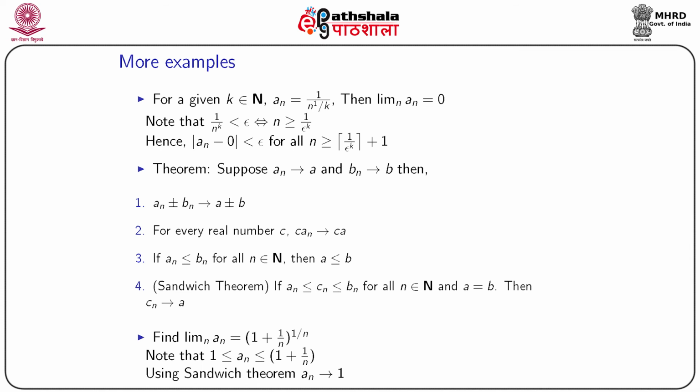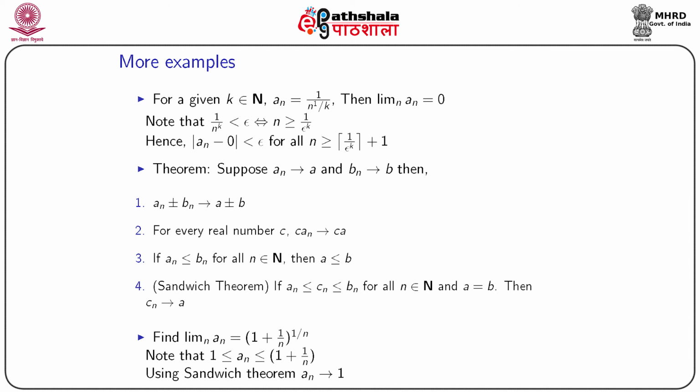Now we'll be considering more examples. Suppose An is 1 over n to the power 1 over k, where k belongs to the set of integers. Then also limit An is equal to 0. If I put this restriction, 1 over n^(1/k) is less than epsilon, that means n is greater than 1 over epsilon to the power k. So this will hold for all n greater than or equal to box of 1 over epsilon to the power k, plus 1. These examples show us how to find the value of the finite number N, after which the sequence will converge.